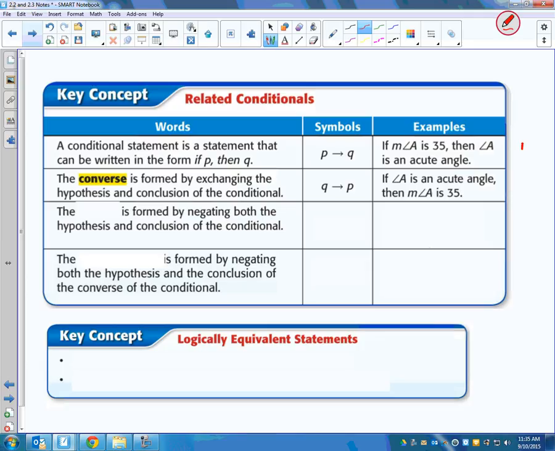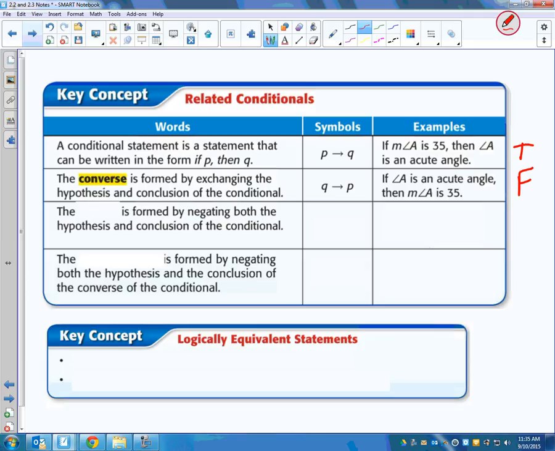Do you agree that this is true? If the measure of angle A is 35, then angle A is an acute angle. That's true. Is this true? If the measure of angle A is an acute angle, then the measure of angle A is 35? Could it be something else besides 35? Yeah. So that's a false statement now, because it could be 40 degrees. That would be the counterexample. So the truth value changes sometimes; sometimes it's still true, sometimes it's not. So converse means switch the hypothesis and conclusion.